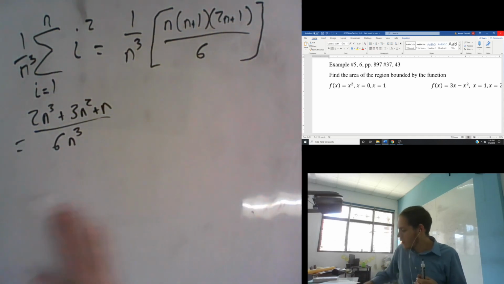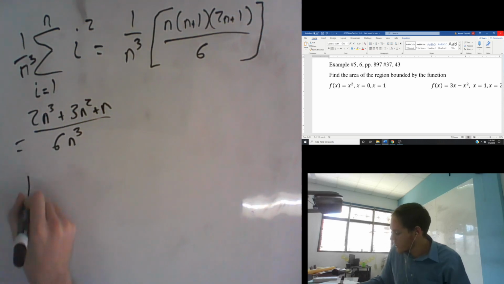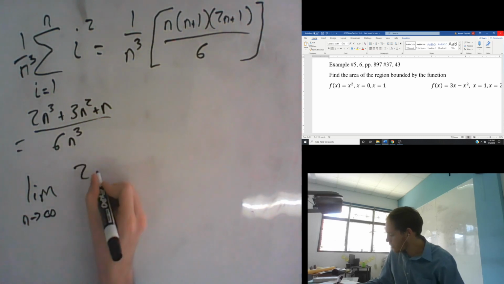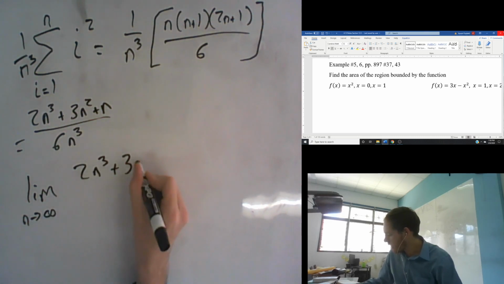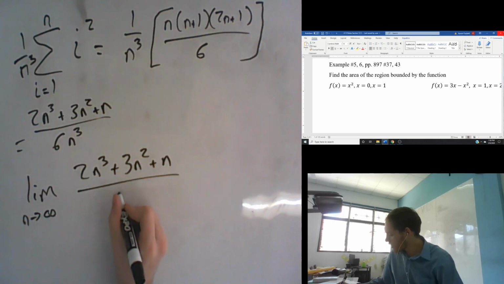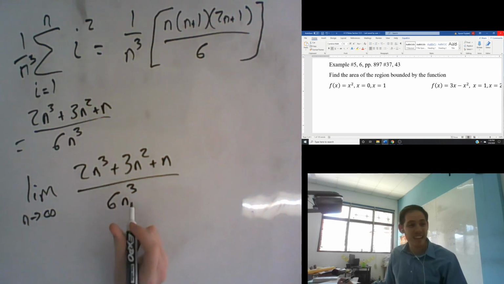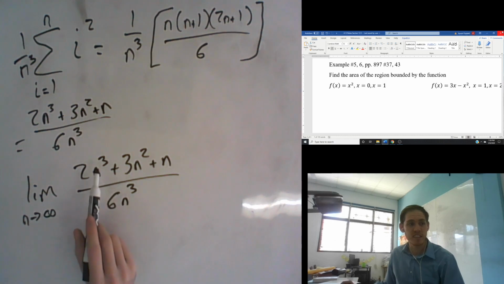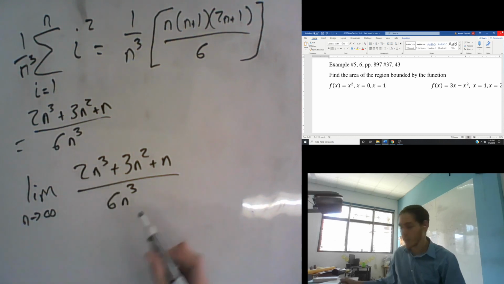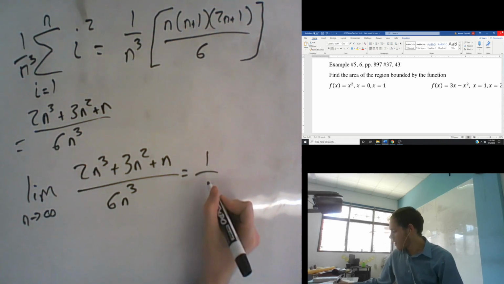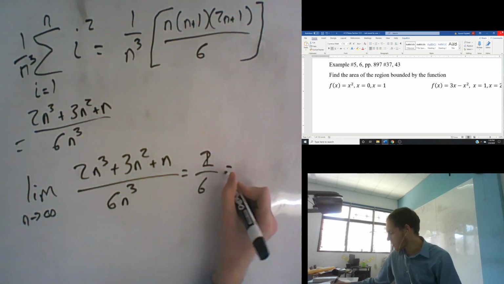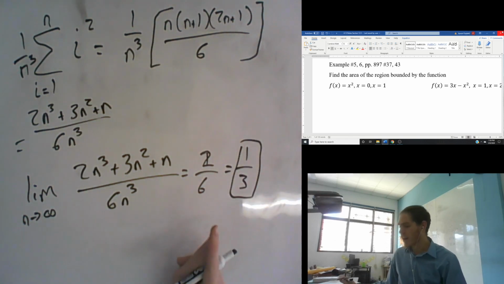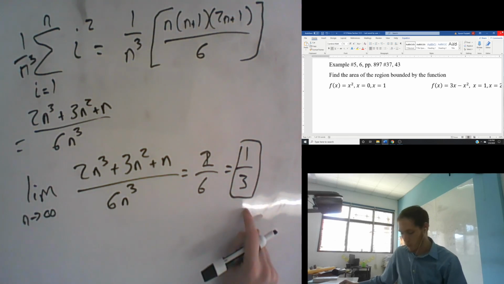Then, what if we took the limit of this? So we're going to come back to this limit. The limit as n approaches infinity of 2n cubed plus 3n squared plus n over 6n cubed. Well, this is the same thing we did before with the limit as it approaches infinity. So you see these two powers are the same. That would mean that we would get 2 over 6, which would be 1 over 3. So we just look at the coefficients and solve it. So then our area is actually 1/3.